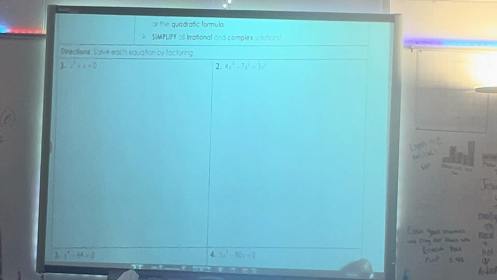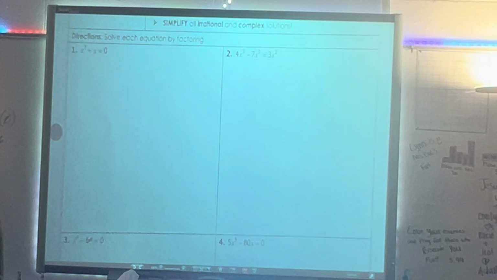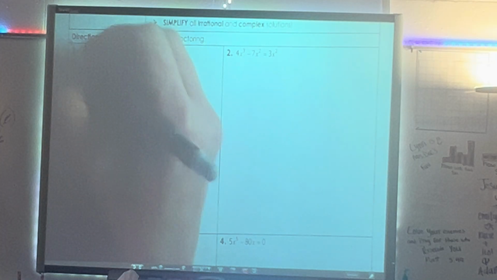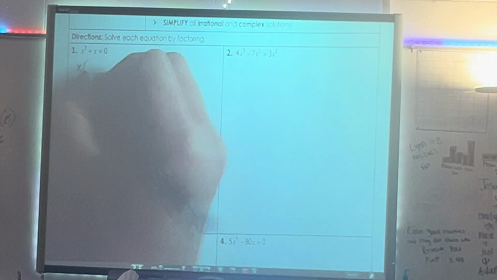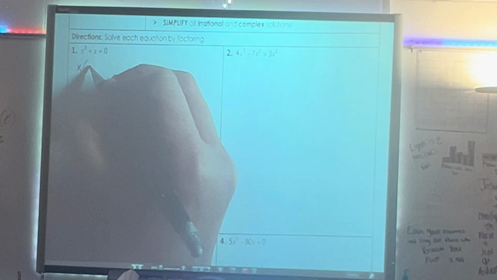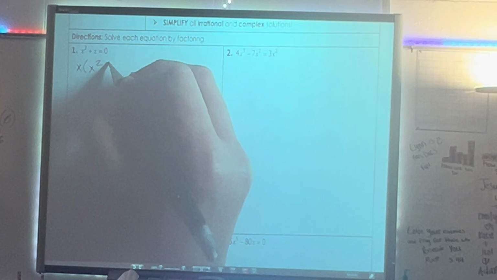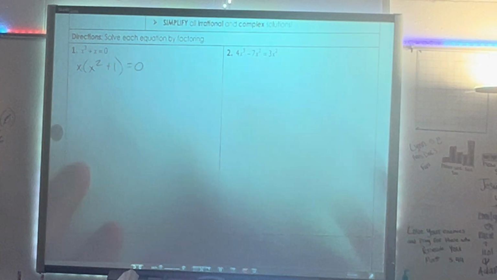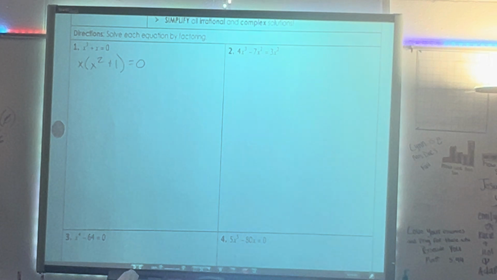So if we take a look at number 1, what can we do there? The only thing I can do is take out an x. So I'll pull out an x here, which is going to leave you with what? X squared plus 1, all equal to 0. So essentially at this point, nothing else factors. Are we in agreement there? There's no such thing as a sum of squares.